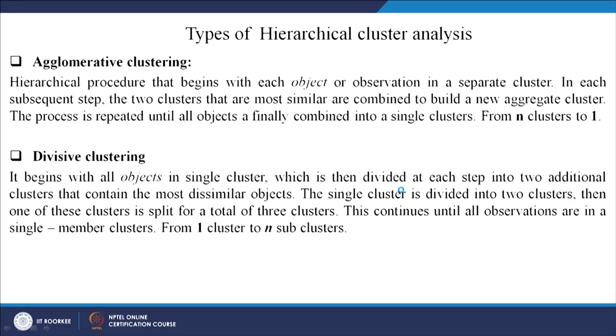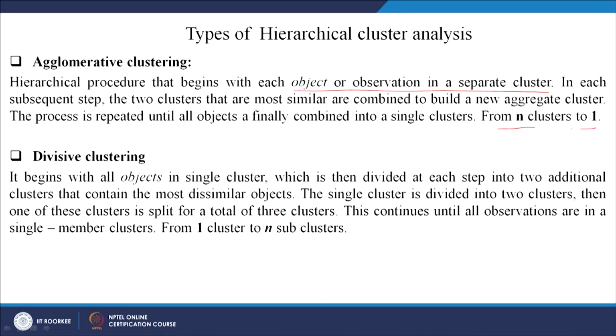As I was saying, there are two methods, agglomerative and divisive. Agglomerative begins with each object or observation in a separate cluster. In each subsequent step the two clusters that are most similar are combined to build a new cluster, and this process goes on until you have a single cluster, from n clusters to one cluster. Divisive begins with all objects in a single cluster, which is then divided at each step into two additional clusters that contain the most dissimilar objects. So, a single cluster is divided into two clusters, then one of these clusters is split for a total of 3 clusters.